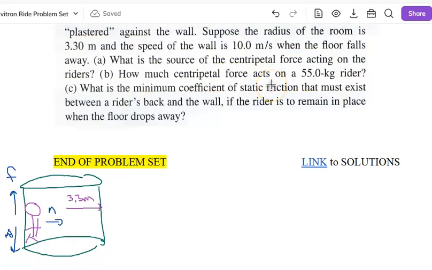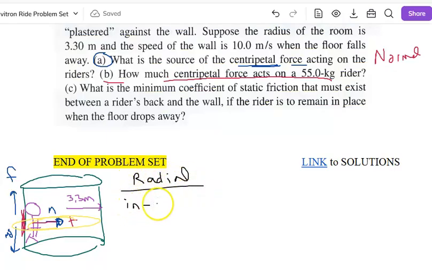All right, final problem. Question A says, what is the source of the centripetal force? I'm not quite sure what they mean by the source, but basically what causes the person to turn is the normal force. And the source of that is the fact that the wall is being compressed and the wall pushes back. Okay, so basically the normal. Question B, what is the normal for the 55 kilogram rider? So since the normal is in the plane of the circle that the rider is going in, that's going to be in our radial column.